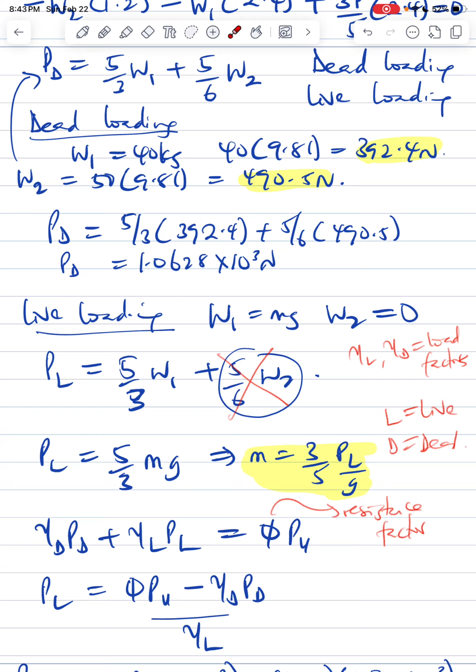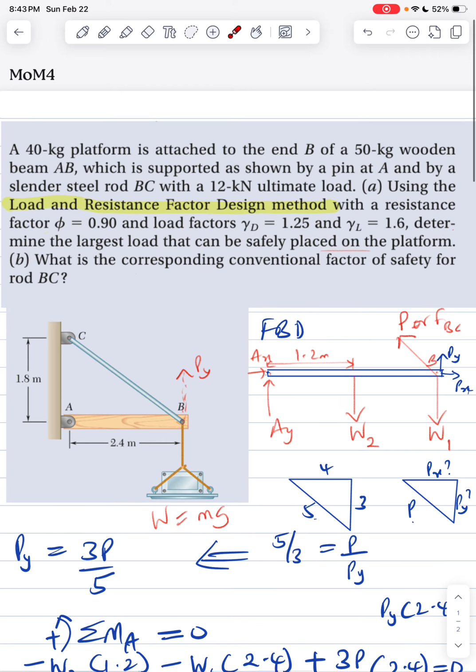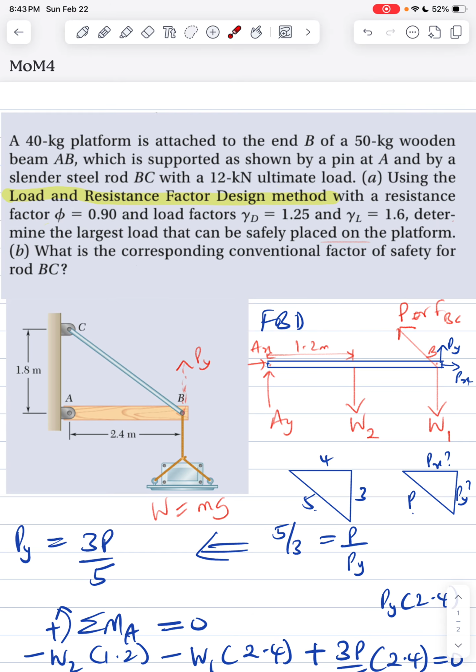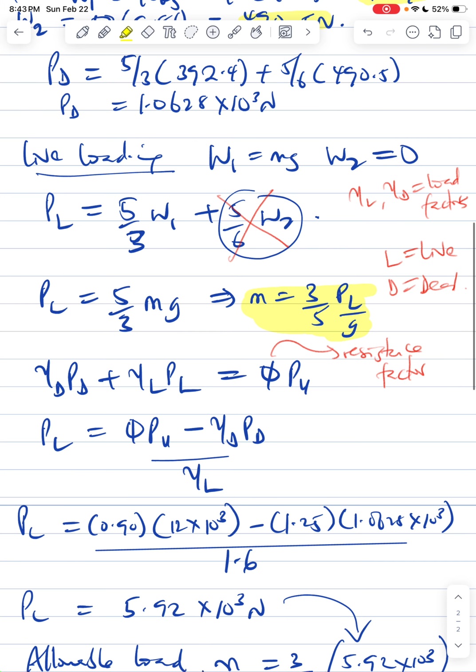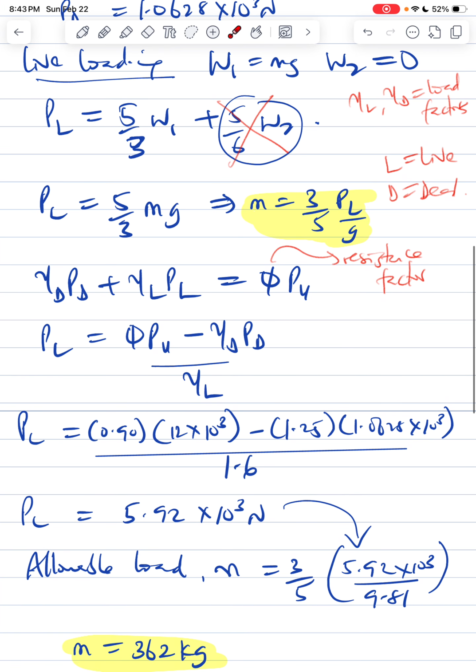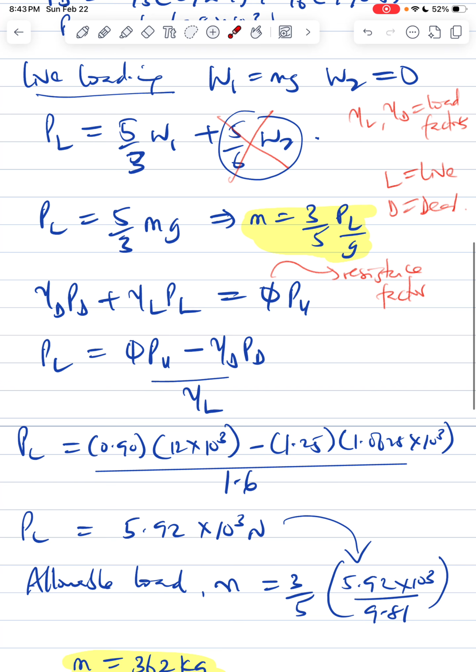So for this problem, we already have this expression, right? From the problem, we're given some constants already: the resistance factor 0.9, and the load factors, 1.25 for the dead load and 1.6 for the live load. If you put all of this into this expression, we can use that to simplify it.